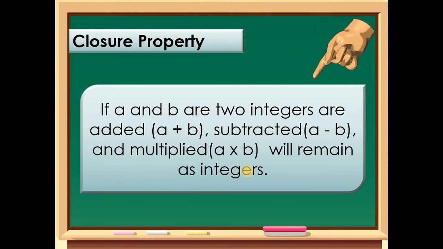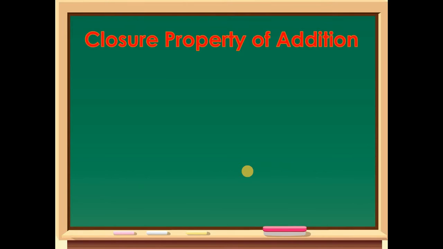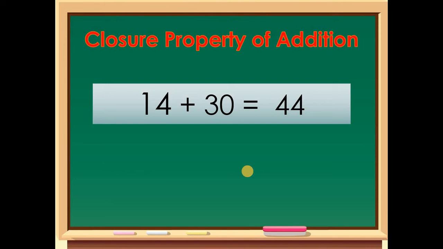Okay, tignan natin. Okay, so we have the closure property of addition. So meron tayong example dito. So we have 14 plus 30 equals 44. So anong ibig sabihin ng closure? Okay, so kung mapapansin nyo, itong 14 dito is an integer, while this 30 is an integer. So meaning, kapag pinag-add natin nito, so dapat integer din ang lalabas. Kagaya nito, 44. 44 is an integer.